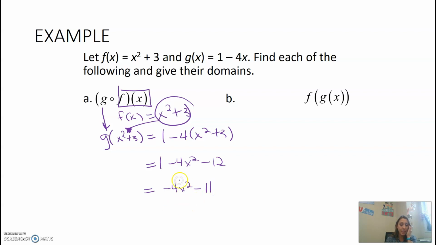Okay, this is a quadratic. I know that because the degree is 2, and since it's a quadratic, my domain is going to be negative infinity to infinity. I don't know why I wrote this sideways, but I did.